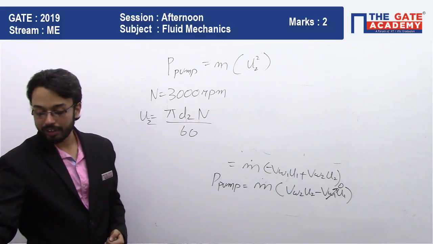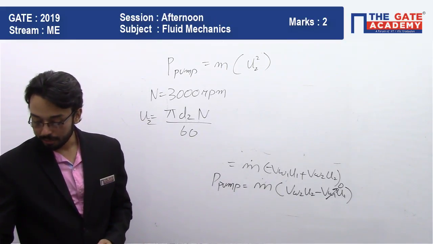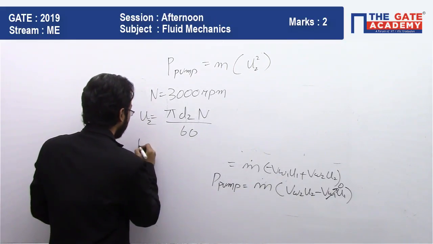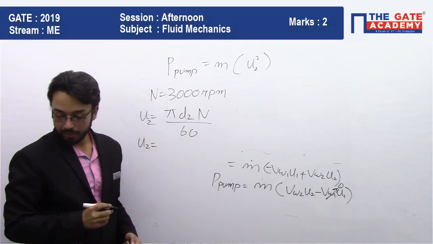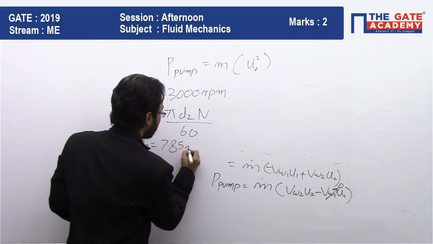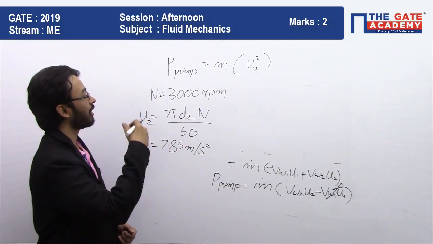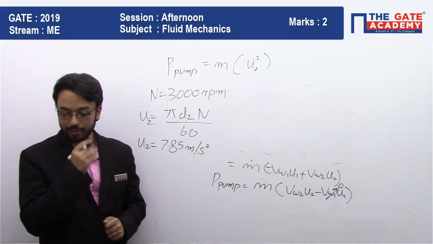They have given d2 as 50 mm. Substituting this value, we will get U2 is equal to 7.85 meter per second.